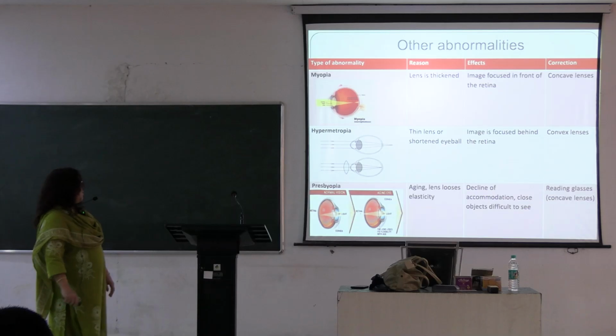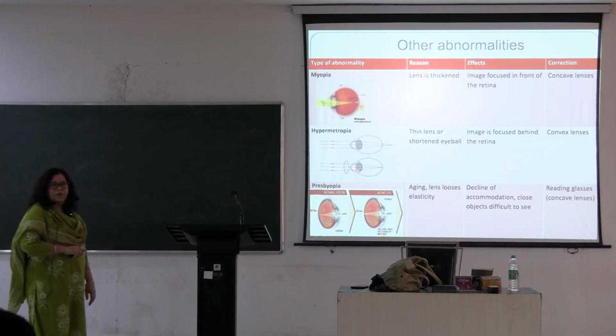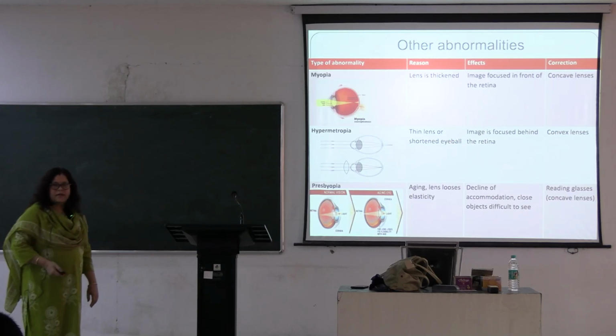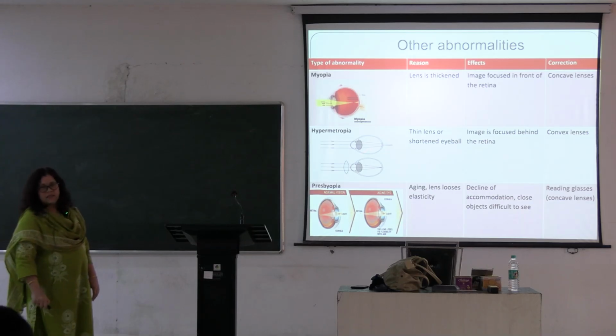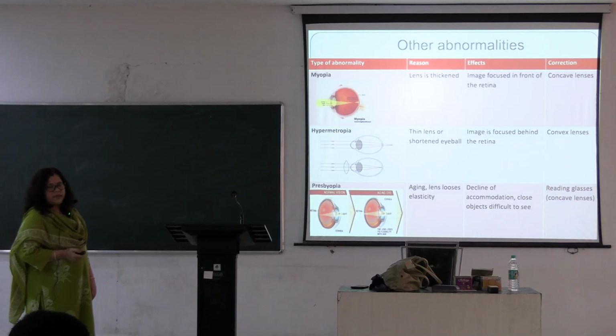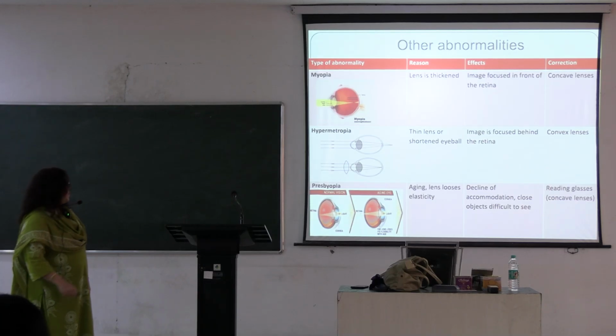And in hypermetropia, the peripheral rays coming from infinity are focused behind the retina. In this condition, the thickness of the lens is decreased and the eyeball is also shortened, which is called a hypermetropic eye. The image is focused behind the retina because the eyeball is smaller in size, and it is treated by convex lens.